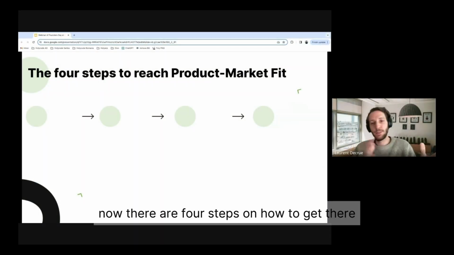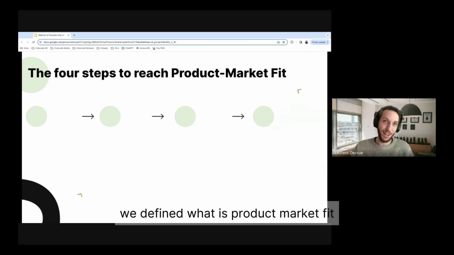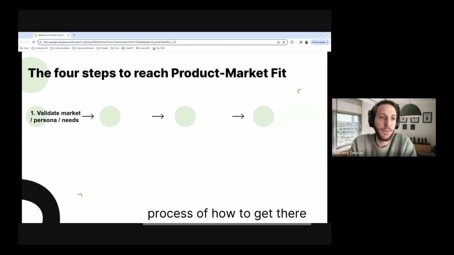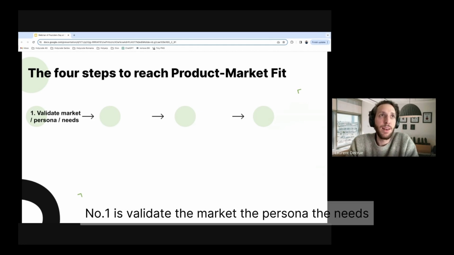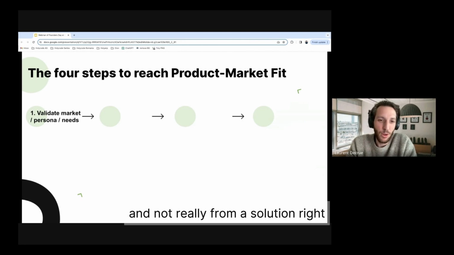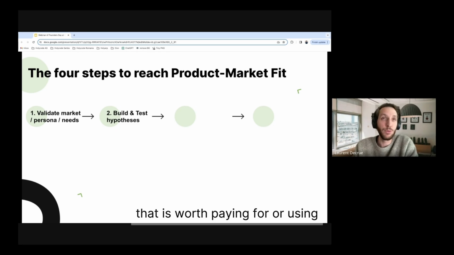Now there are 4 steps on how to get there. So now it's cool. We defined what is product market fit and what you need to have to get there, but how do you get there? So there's a 4-step process of how to get there. Number 1 is validate the market, the persona, the needs. So really start from a problem and not really from a solution, right? You need to find something that people are willing to pay for, or that is worth paying for or using.